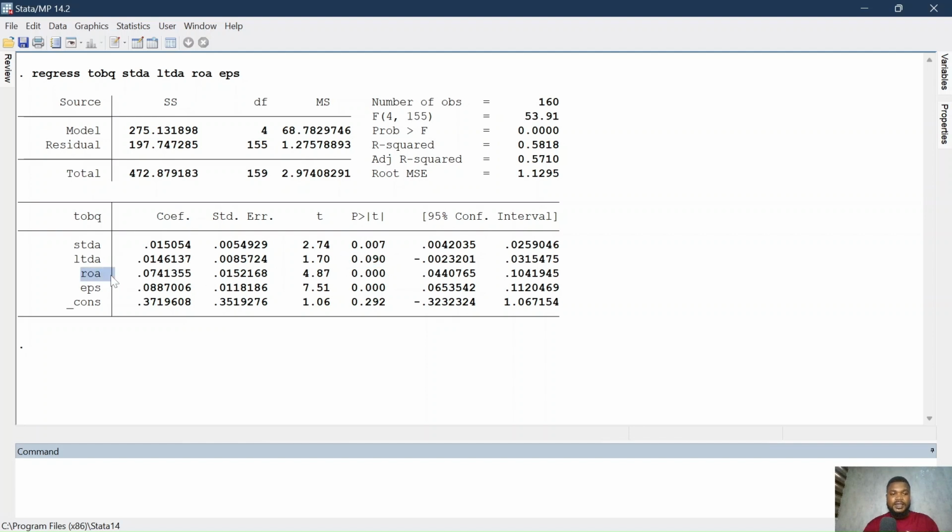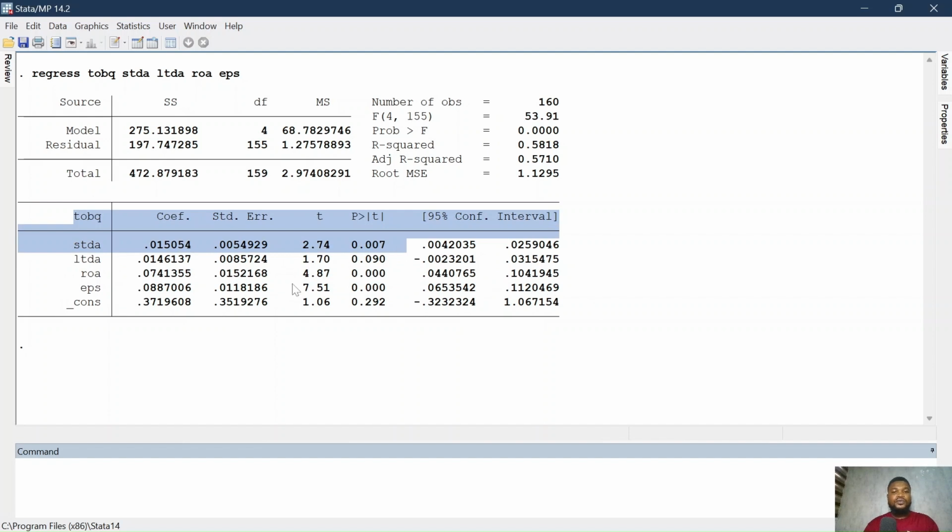For the return on asset, I find that it is positive and it is highly significant. For the earnings per share, it is positive and it is also highly significant. So on the overall, we can see that out of the 4 variables in our model, only one appears not to be significant. All the others have the positive and significant effect on Tobin's Q.